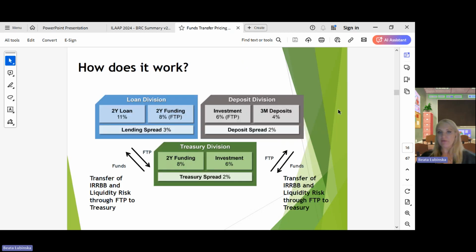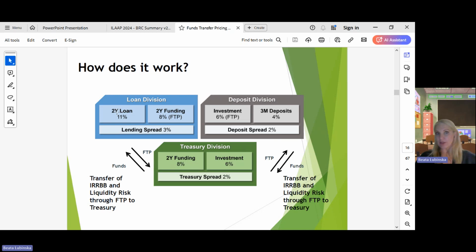So let's have a look at an example. You see that the same asset unit, let's imagine, is originating a 2 years loan at 11%.